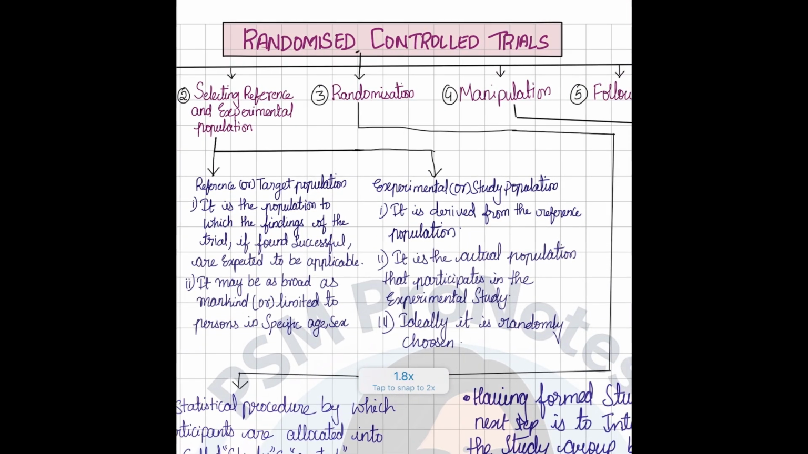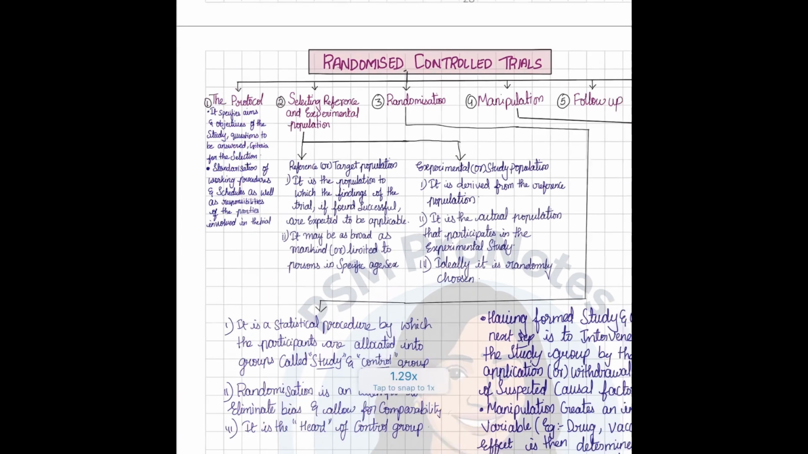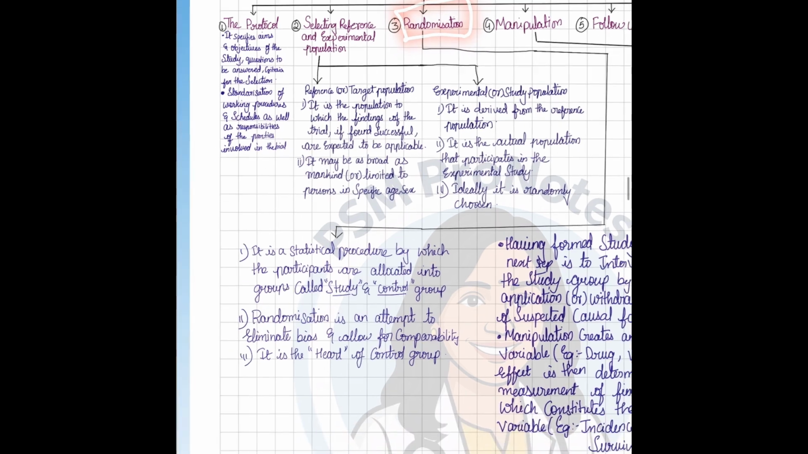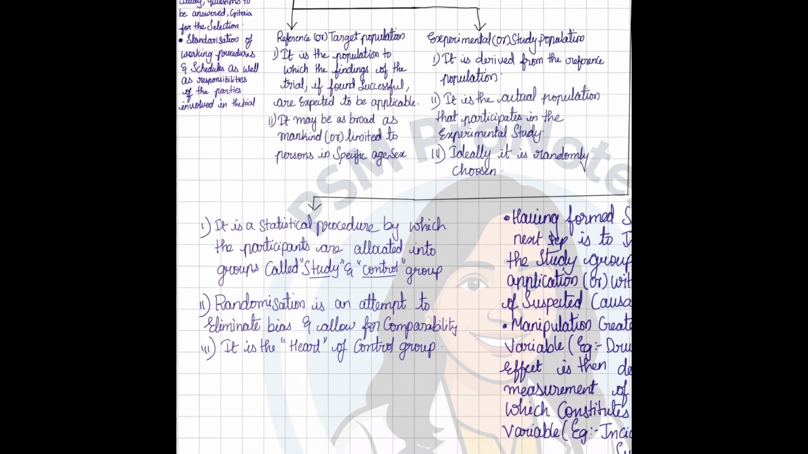The reference population is where you select participants who meet the study's criteria, ensuring that the findings can be generalized to a broader group. The experimental population is the group of participants who will receive the intervention. Ideally, this group is randomly chosen from the reference population to avoid bias. Randomization. Randomization is one of the most critical steps in RCTs. It is the process of randomly assigning participants to either the experimental or control group.